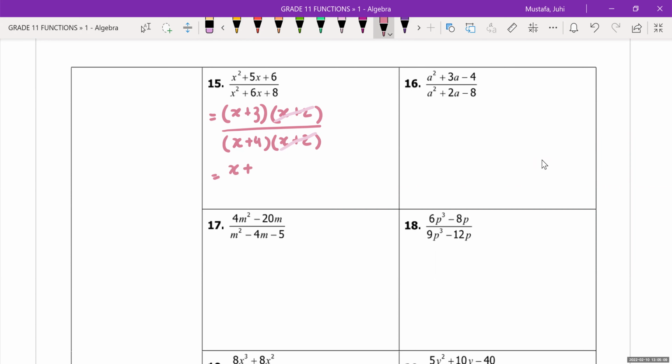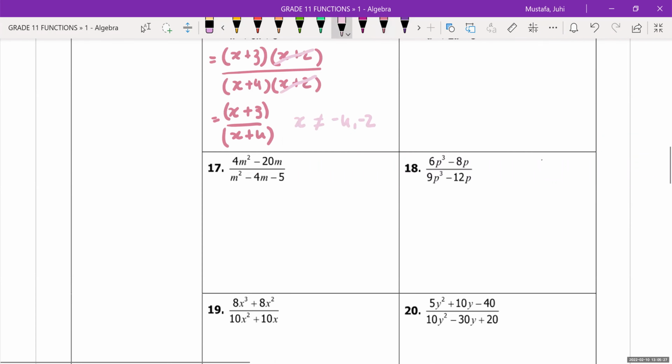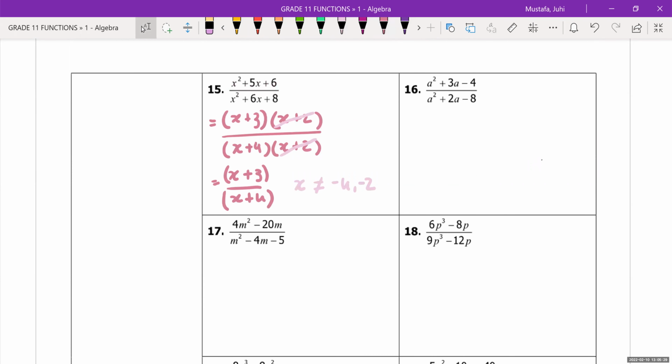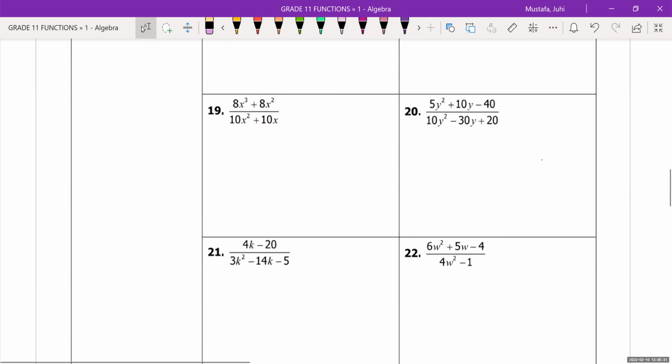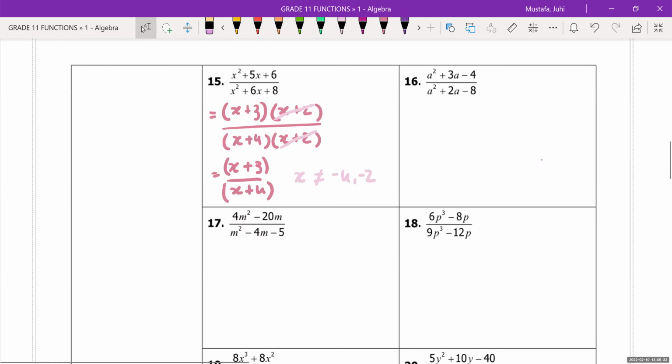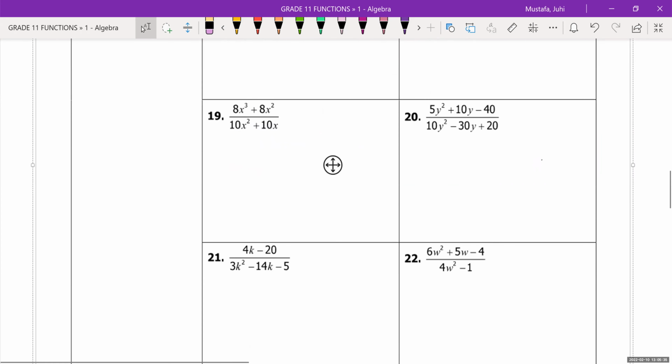So we're going to get x plus 3 at the bottom, at the top, and x plus 4 at the bottom. And then for my restrictions, x cannot equal to -4 and -2. Okay, so do you guys mind if I mix and match? Let's skip over to question 19 because really those are all the same. Let's do question number 19.